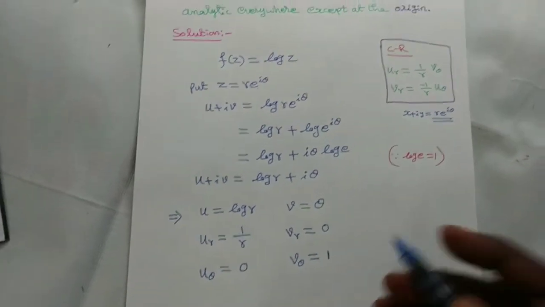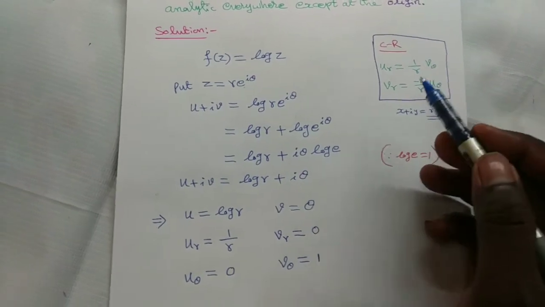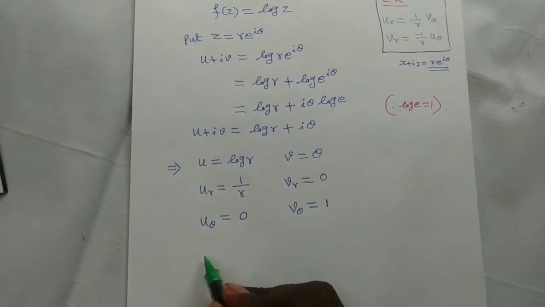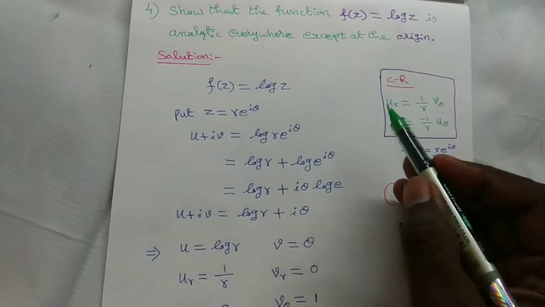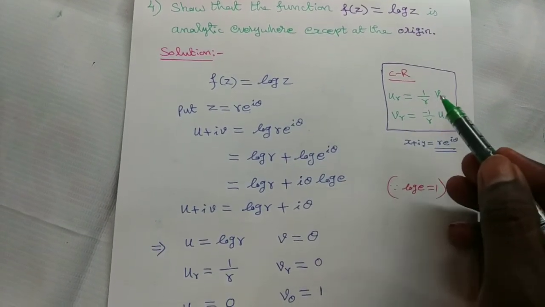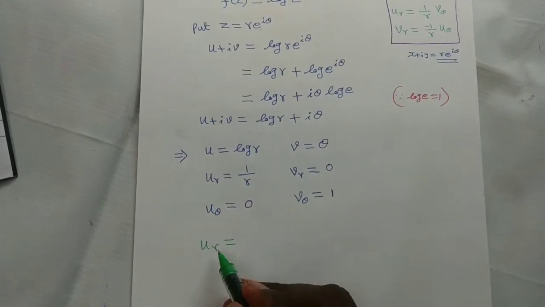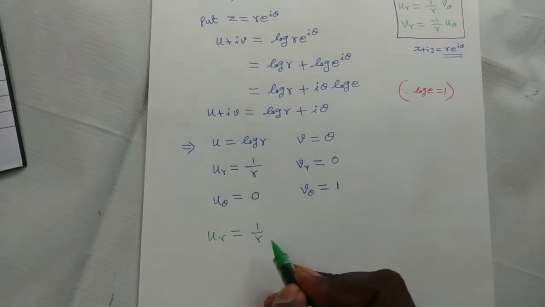So now I want to verify CR equations. So first I am going to verify with the first CR equation. What is first CR equation? Take ur. Are you clear? First CR equation I am taking ur. From this ur I want to equate with 1 by r v theta. So what is ur? Ur is 1 by r. Okay, ur is 1 by r.